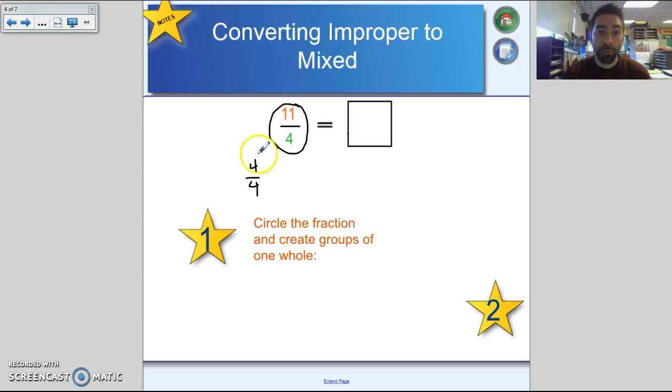That's my first group. Now I only pulled out 4/4. I still have more to go. So I can pull out another group of 4/4. Now that's a total of 8/4. And I have 3 left over, because 8 plus 3 makes 11. So that's 3/4 here.